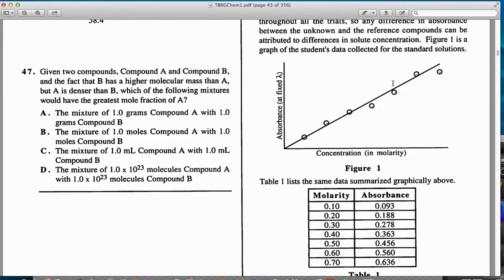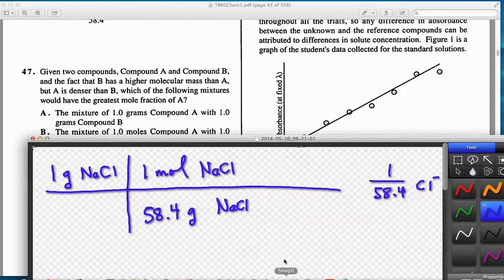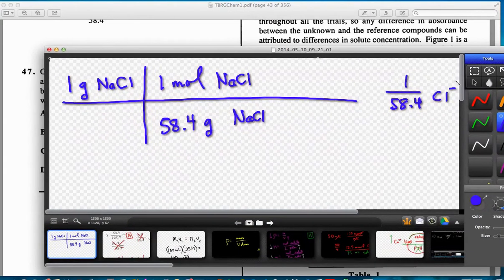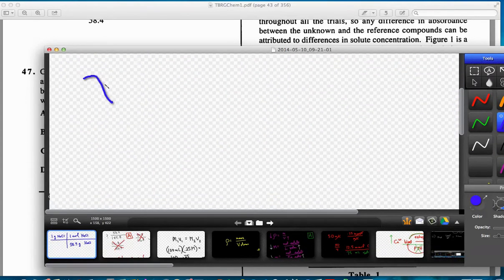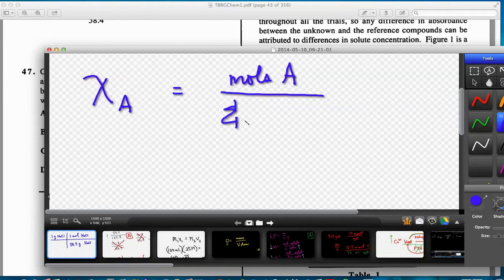Given 2 compounds, A and B, the fact that B has a higher molar mass than A, but A is denser than B, which of the following mixtures would have the greatest mole fraction of A? All right, so when we do mole fraction, mole fraction of A is equal to the moles of A over the total moles, which would be the moles of A plus the moles of B. It's sometimes called a mole percent.